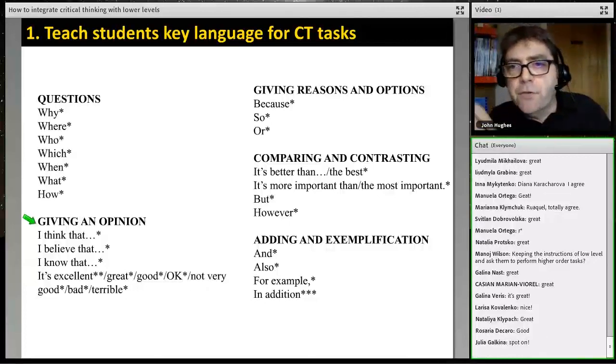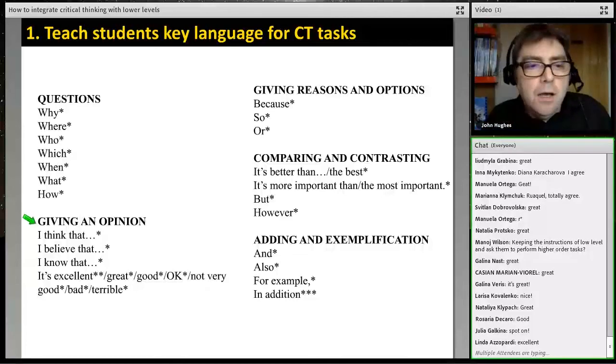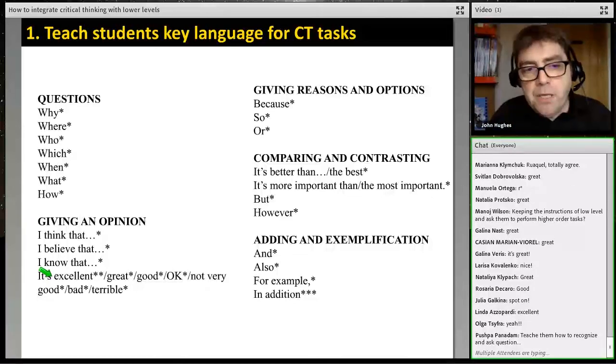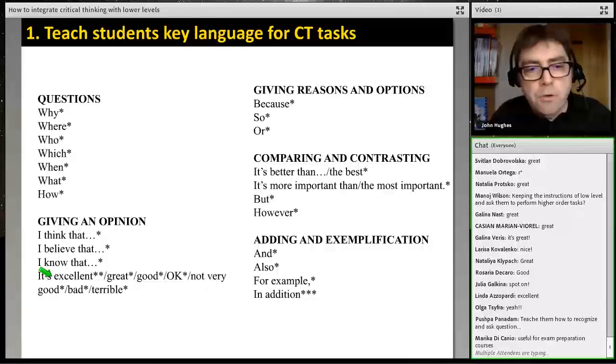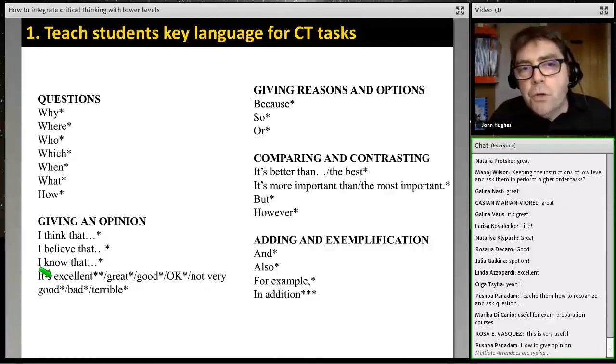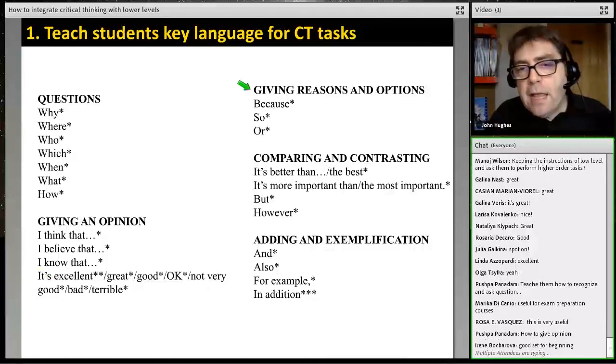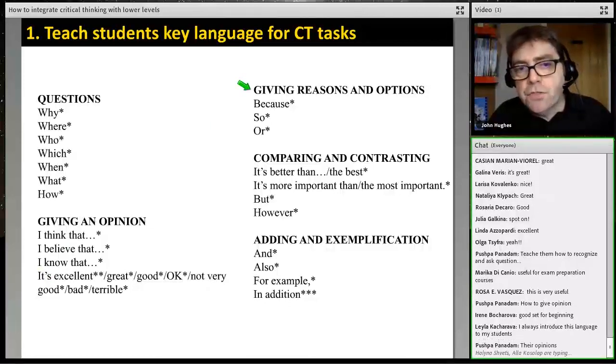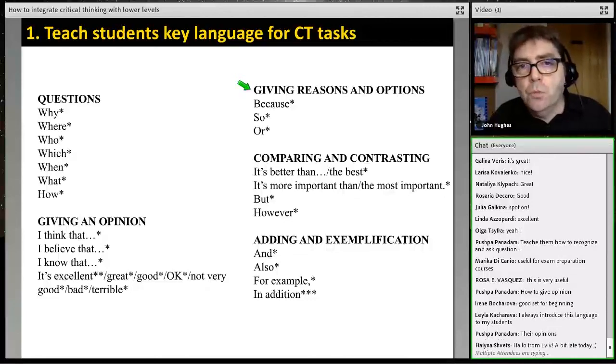I can teach them phrases like, I think, I know that. I can teach students that adjectives of opinion are really useful, like excellent, great, good, okay, really simple level. I can also make use of the fact at A1 level, I will teach the words because, so, and or, which is the language for giving reason and options, which is also useful for critical thinking tasks.